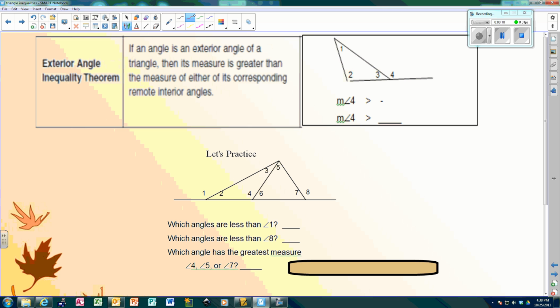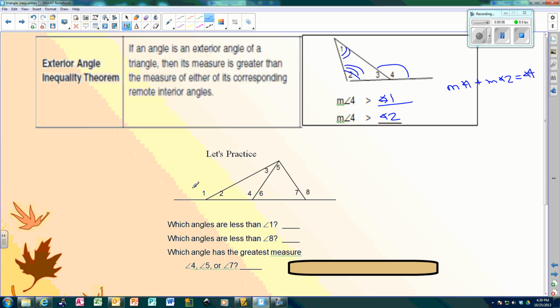What that says is if you take the exterior angle, it has to be greater than the two remote interior angles. That means angle 4 has to be greater than angle 1, and angle 4 has to be greater than angle 2. Remember yesterday, the measure of angle 1 plus the measure of angle 2 equals angle 4. So that means angle 4 has to be bigger than both of them.